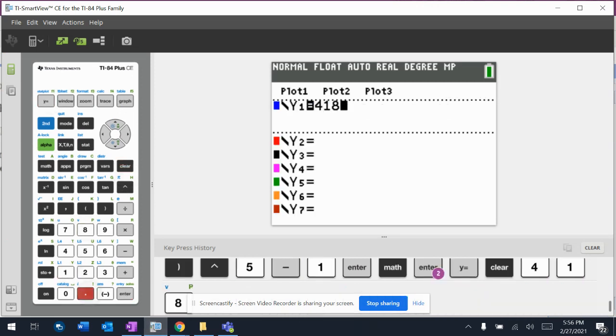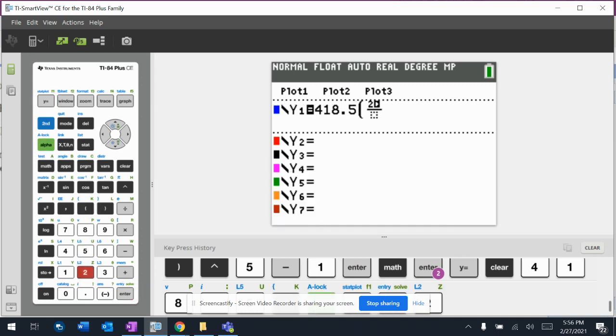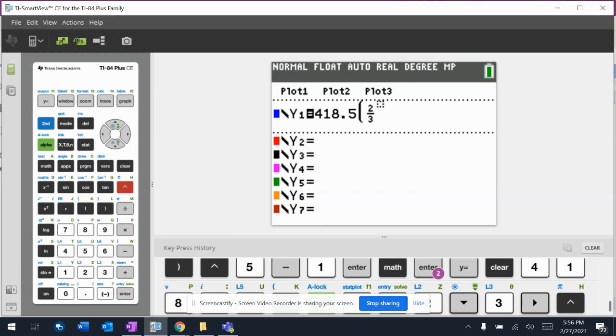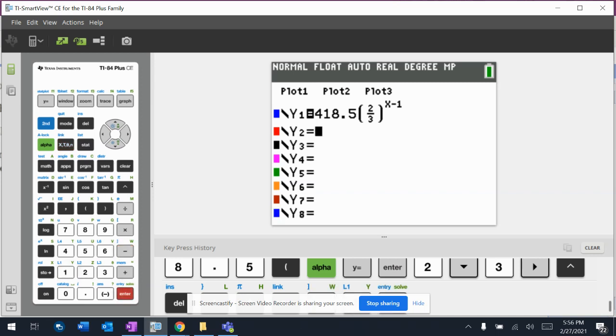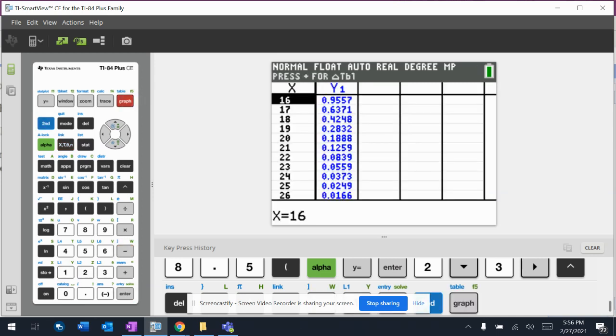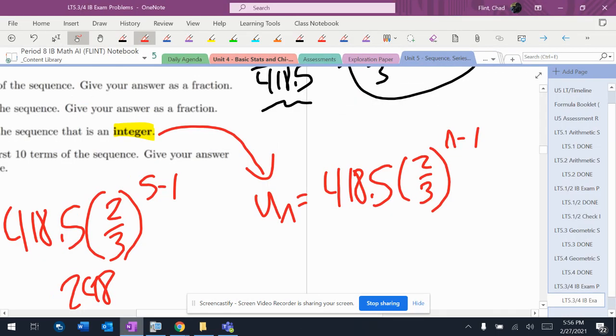So 418.5 times 2/3 to the x minus 1. And then I'm going to the table. All right, so obviously it's not there. These are all decimals. So U4 is 124, and then there's no way it's giving me a whole number again. All right, so U4 equals 124.